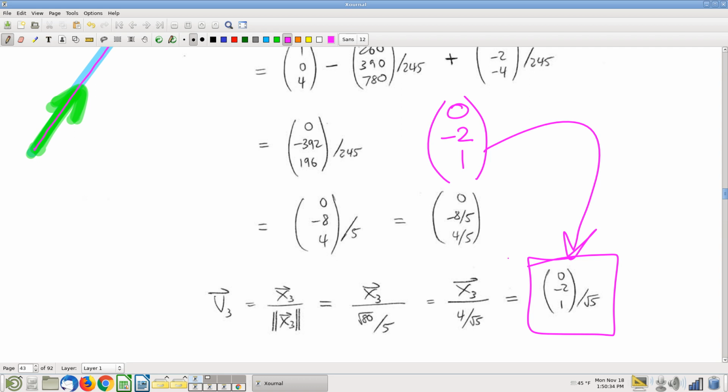And so, yeah, you can take this vector and divide it by its own magnitude, but again, with the fractions, how about we get rid of the denominator of 5. Then notice there's a common factor of 4, and again, it just makes your life simple. Okay.